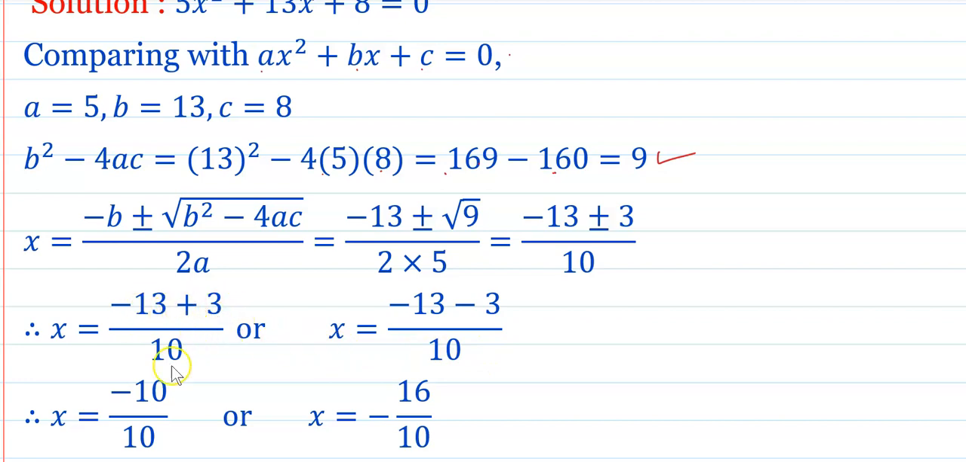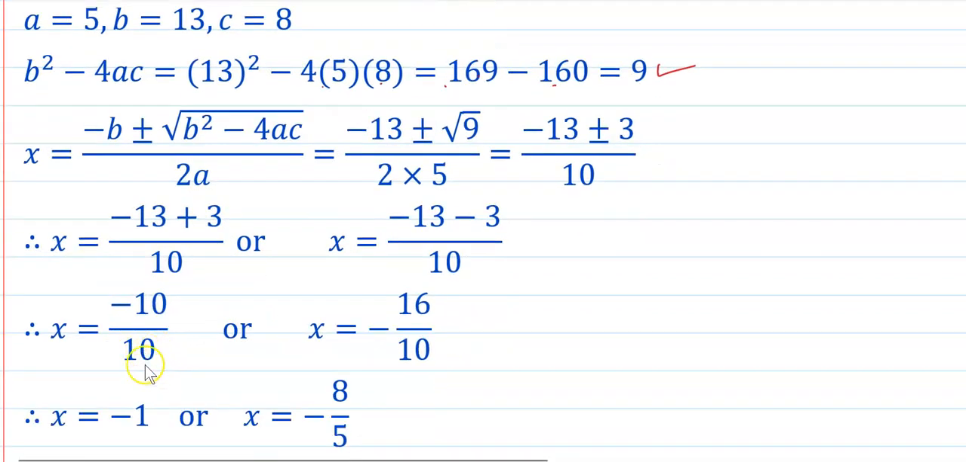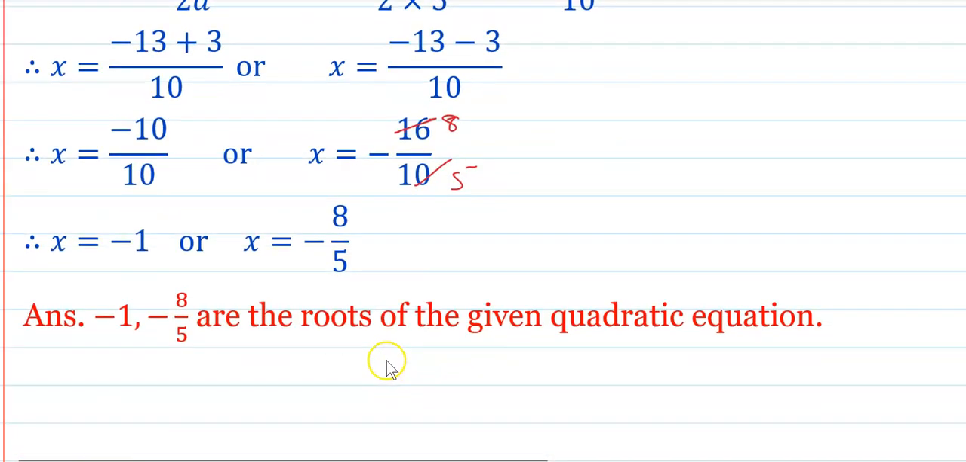Minus 13 plus 3 is minus 10. 10 by 10 you will get minus 1. Next, minus 16 upon 10, after simplification, you will get 8 and 5, that is x is equals to minus 8 by 5. And therefore the roots of the quadratic equation are minus 1 and minus 8 by 5, the roots of the given quadratic equation.